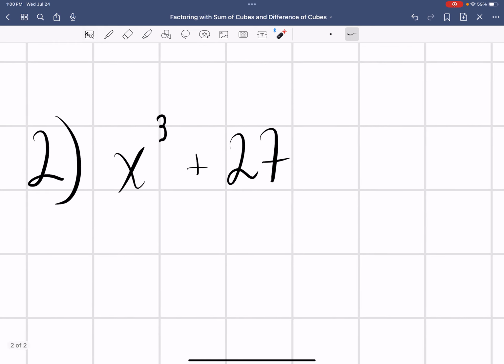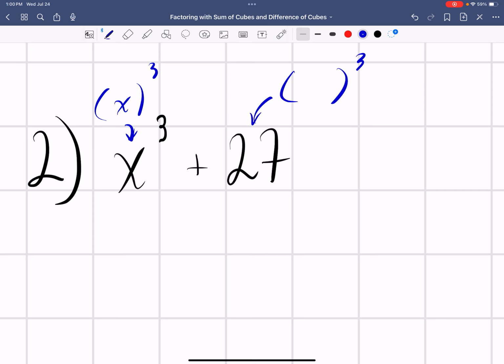So now we see a sum of cubes, x cubed plus 27. First, we recognize that obviously this is a cube, and 27, of course, is a cube as well. So let's identify what a and b are. What cubed is x cubed? Well, that's easy, that's x. And what cubed is 27? That is 3. And there's our a and b, so the rest is just to fill in using the pattern.